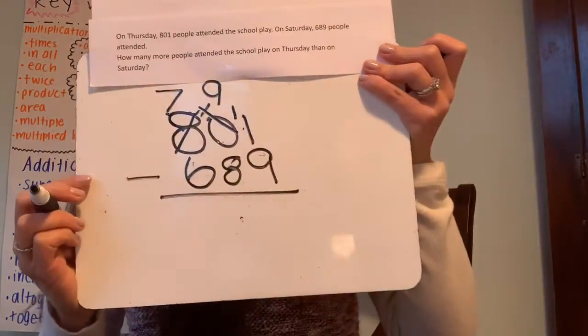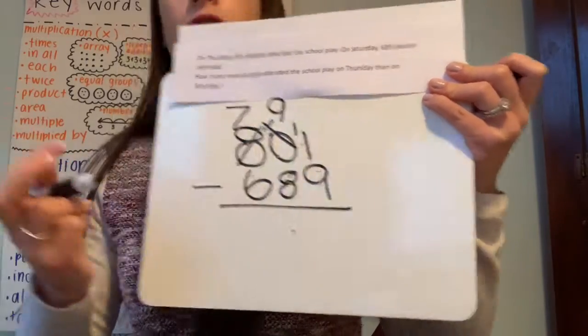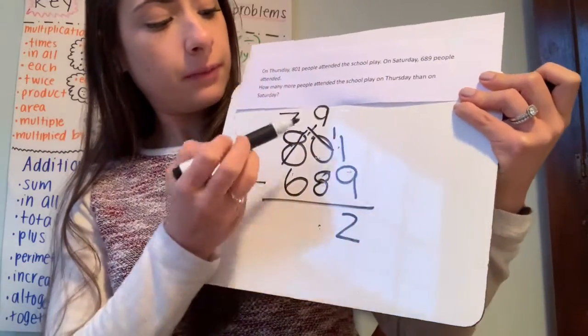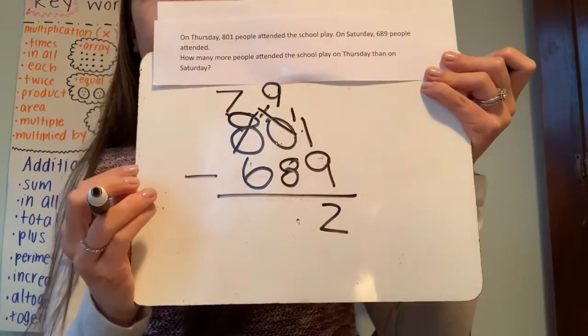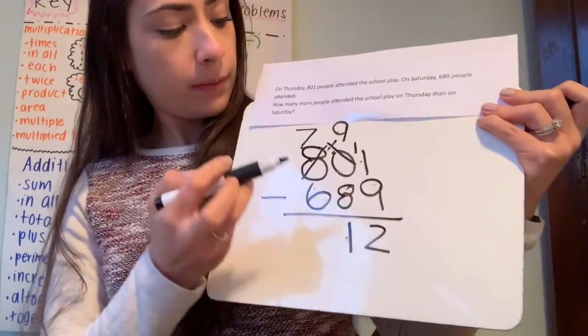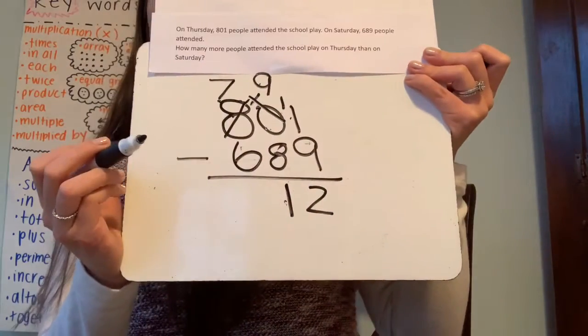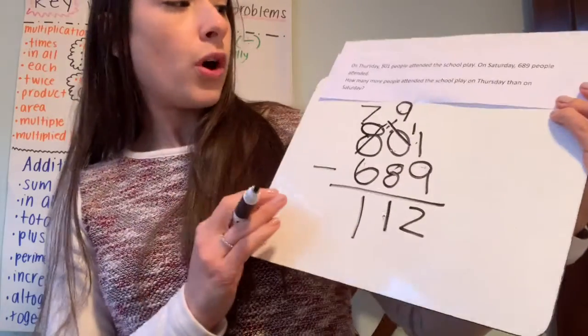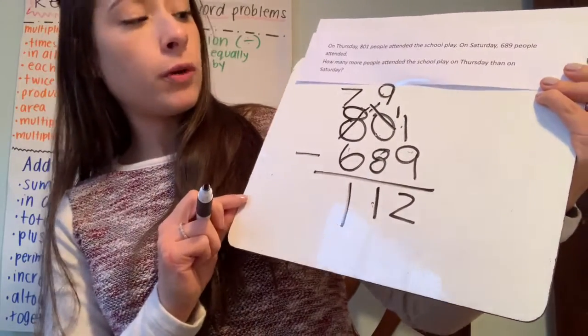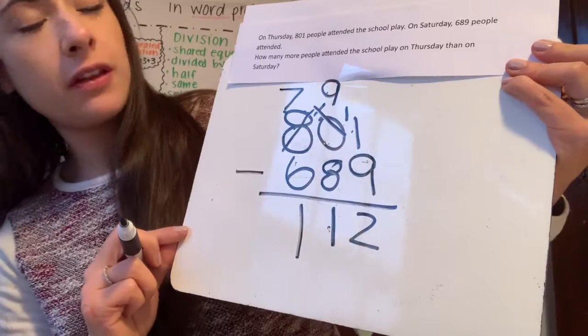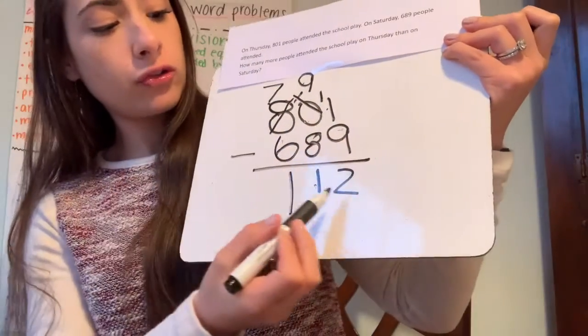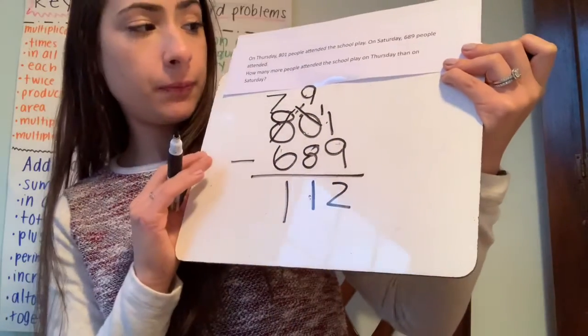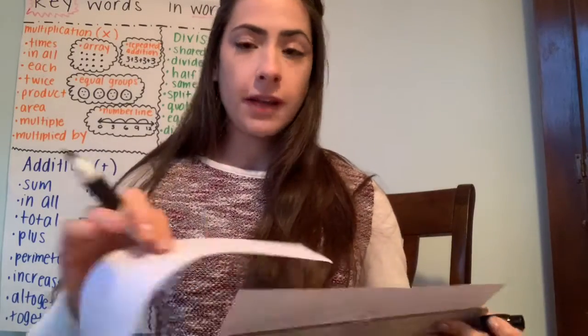So I like to start with the 9 and count up. 2 more until you get to 11. 9 minus 8 is 1. 7 minus 6 is 1. So how many more people attended the school play on Thursday than on Saturday? 112 more people. Okay, so one more to do together.